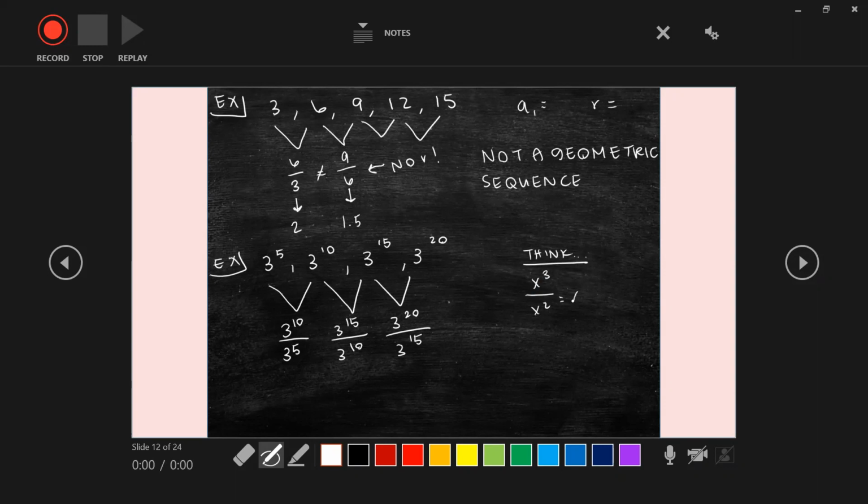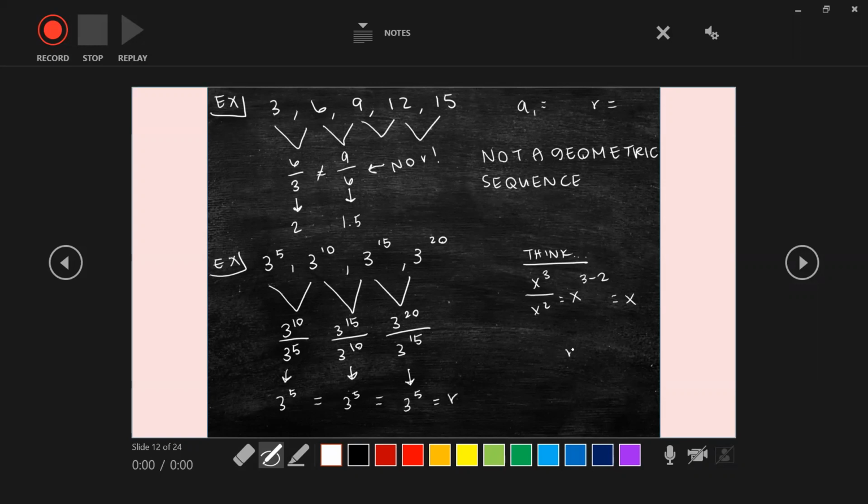It'll just be x. Why is that? You'll subtract the exponents. Whenever you're dividing things, that is 3 minus 2, you're subtracting the exponents. So what is 3 to the 10th over 3 to the 5th? It's going to be 3 to the 5th. What is 3 to the 15th over 3 to the 10th? 3 to the 5th. What is 3 to the 20th over 3 to the 15th? 3 to the 5th. Are these things all equal to each other?